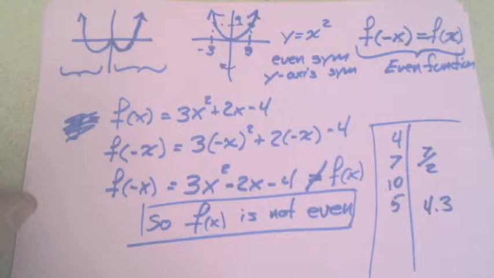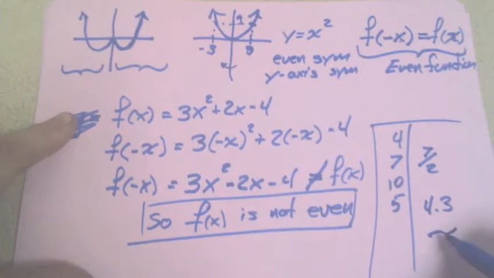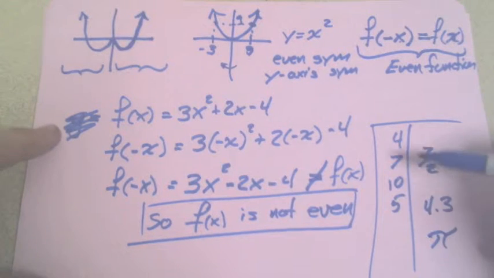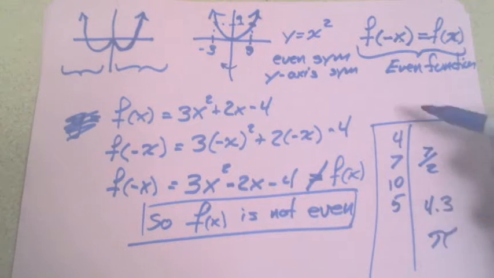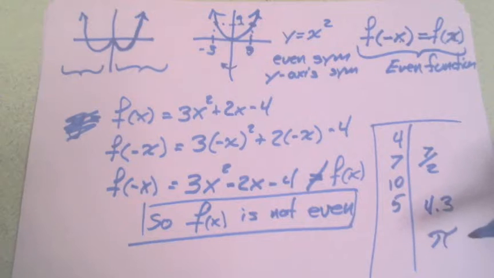4.3 is neither even nor odd. Pi isn't even or odd. So being even or odd, certainly you could say all natural numbers are either even or odd. But most numbers are not. Most numbers are just numbers. Being even or odd is actually kind of special.